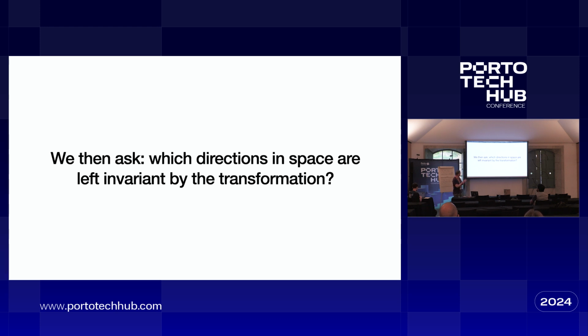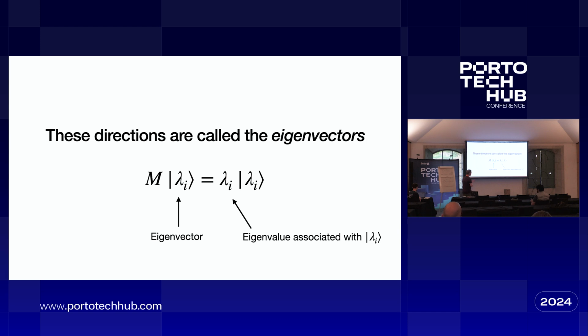So we can ask, if a matrix is a linear transformation of space, which directions in that vector space are left invariant? By invariant, I mean they don't get rotated. If I apply this matrix to this space, some vectors are going to be rotated. Some vectors are going to be left pointing in the same direction. They might be scaled. These directions are called eigenvectors.